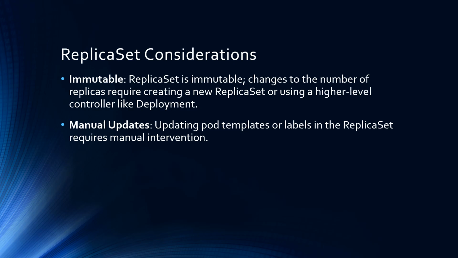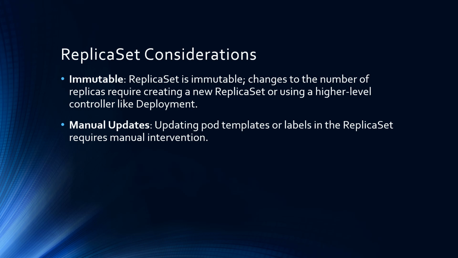However, understanding replica sets is still valuable, especially when debugging deployment issues or when you need fine-grained control over pod lifecycle management. They form the foundation for understanding how deployments work under the hood. A practical tip: always use meaningful labels and annotations with your replica sets. This becomes particularly important when you have multiple replica sets running in the same namespace, as it helps with troubleshooting and resource management.